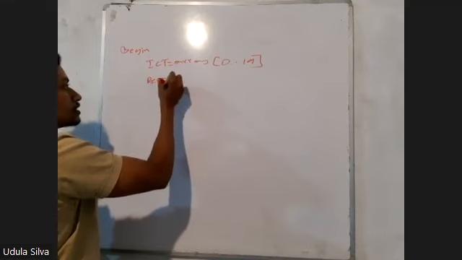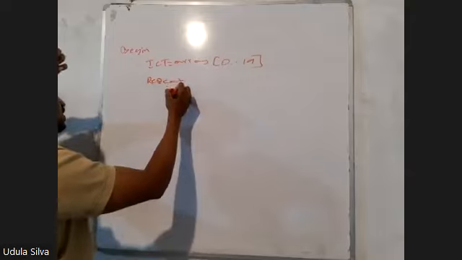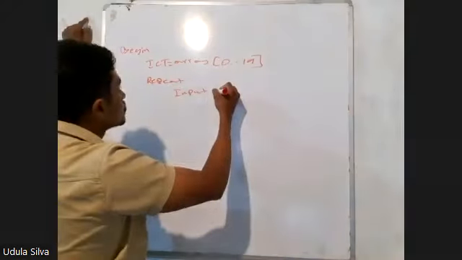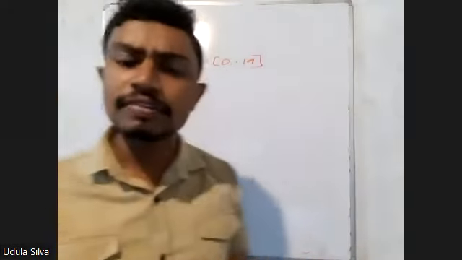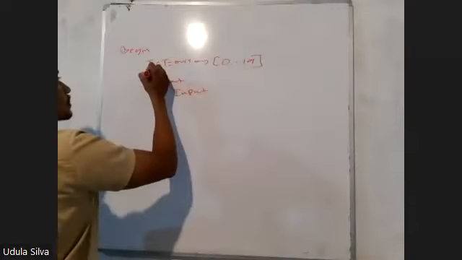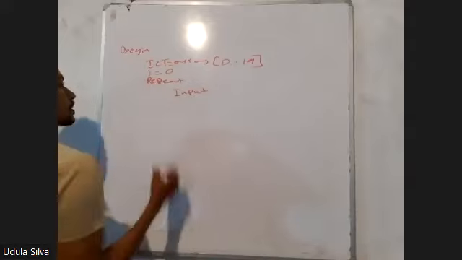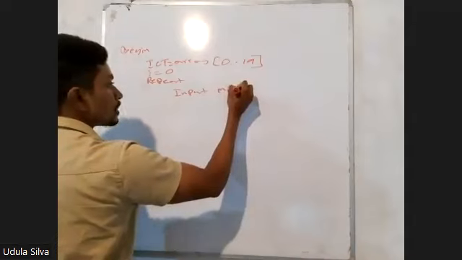Then repeat. What to repeat? First of all, insert the student's marks, input. We need a starting value. What is the starting value? I equals 0. Okay. Input marks.